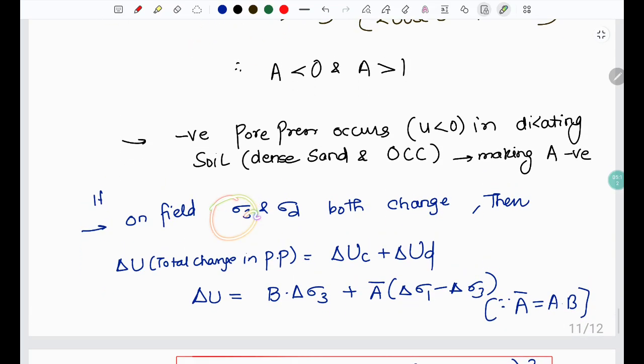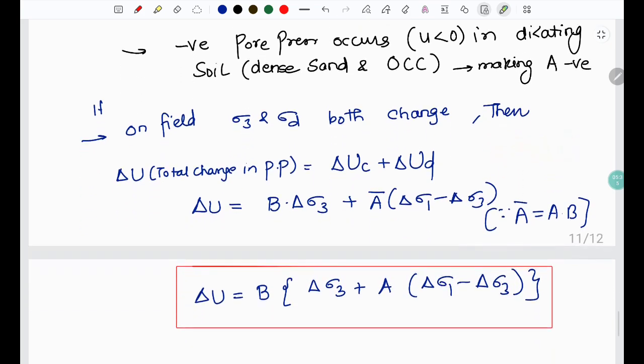If in the field sigma 3 and sigma D both are changing, then the total change in pore pressure delta U can be written in parts as delta UC, the confining stage, and delta UD, the deviatoric stage. Since we can write delta UC as B into delta sigma 3 and delta UD as A bar delta sigma 1 minus delta sigma 3, where A bar is nothing but A into B, we take B common.